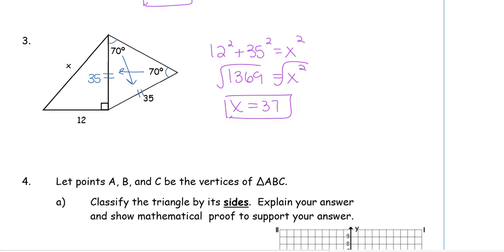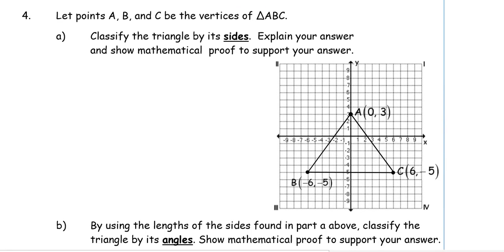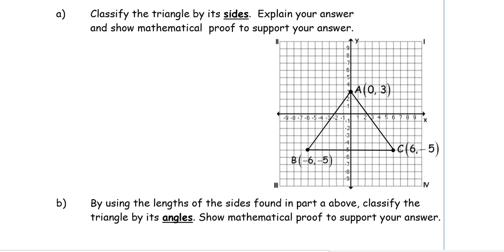All right, here comes our last one, and this is a big one. This is going to be on your test. We're going to kind of put everything together that we know about for this unit. We have our triangle ABC. The first thing I want to do is I want to classify the triangle by its side lengths, which means I need to know the length of each side.